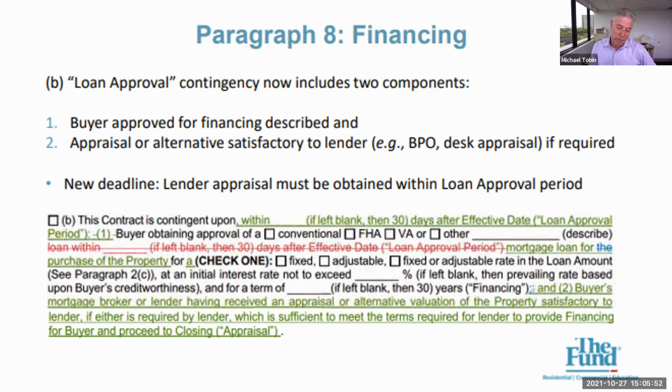And this is the most interesting language because there'll be disputes over this. These are negotiations that go on over a long time, but this is the language. Loan approval now includes buyer's mortgage broker or lender having received an appraisal or alternative valuation. Could be a drive-by, could be a desktop search, whatever, satisfactory to lender. Already we're going to debate what's satisfactory to lender. And again, only if either is required by the lender, which would be sufficient to meet the terms required for lender to provide financing for buyer and proceed to closing. Wow, those 20 words are going to change a lot of deals, okay?